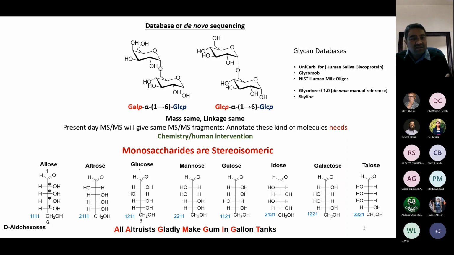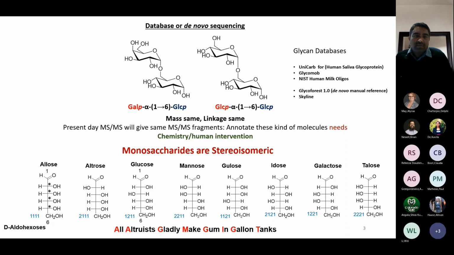Why? Because monosaccharides are stereoisomeric. Here you see the D-aldohexose families. Aldo comes from this aldehyde group on the top of every monosaccharide, and it's 6-member. That is why it's hexose. And you see there are 4 stereogenic centers. So that carries on in every other molecule. And mass spec has no way to distinguish between glucose to mannose or altrose to allose or glucose to galactose. And on a funny note, if one wants to remember the names of all aldohexoses, one can go by this mnemonic: All altruists gladly make them in gallon tanks.